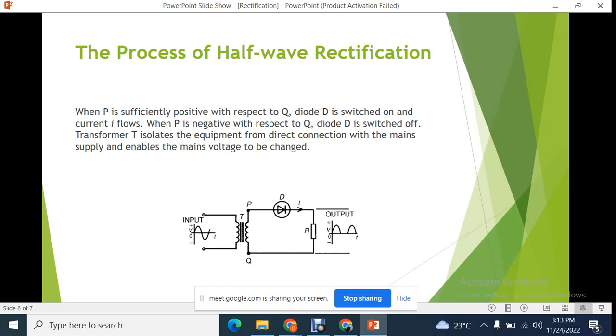What happens when there's now the negative cycle? At this point, current is trying to flow in this direction, that is counterclockwise, and you find that it meets the diode being reverse biased. That means it's not able to flow. Now when that happens, there is no output here. So this is shown by this flat signal on the zero level. Now this cycle repeats itself in the next positive cycle, and now that one is half-wave rectification.